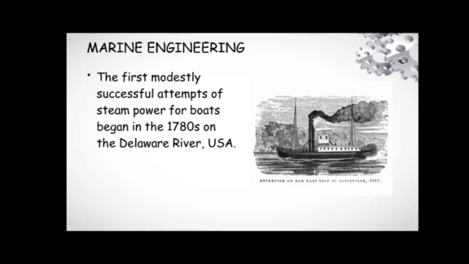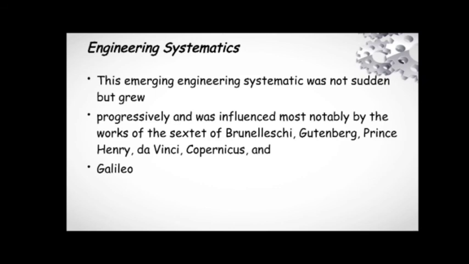So right now, we'll be talking about engineering systematics. This emerging engineering systematics was not sudden, but grew progressively and was influenced most notably by the works of the sextet of Brunelleschi, Gutenberg, Prince Henry, Da Vinci, Copernicus, and Galileo. These six people developed systematics in engineering, wherein they were able to create theories and systems which are definitely still in use even up to now.